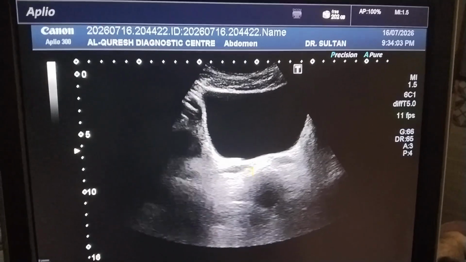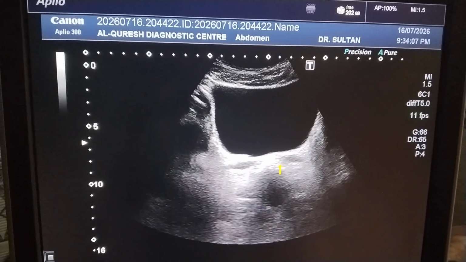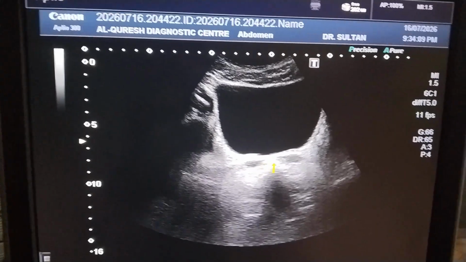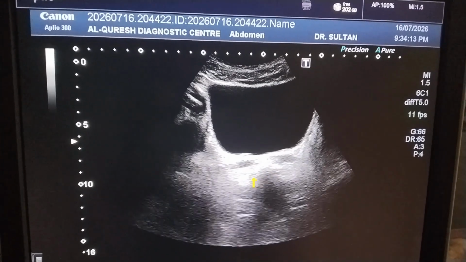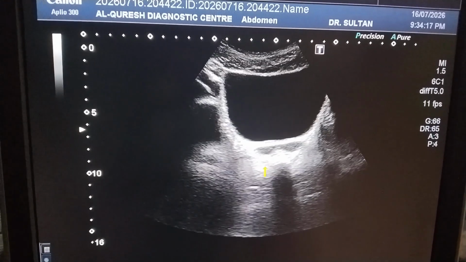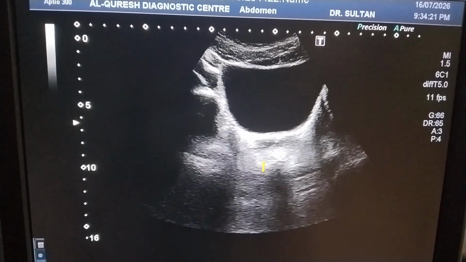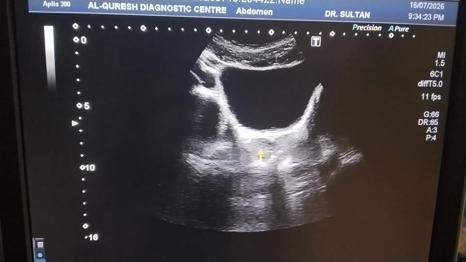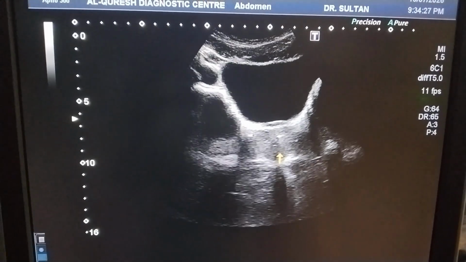This is the posterior wall, and these structures are the seminal vesicles. Posterior to it is the rectum. This is the rectovesical region of the urinary bladder. Inferior to the urinary bladder, if we move the probe downward toward the feet, we can appreciate the prostate.